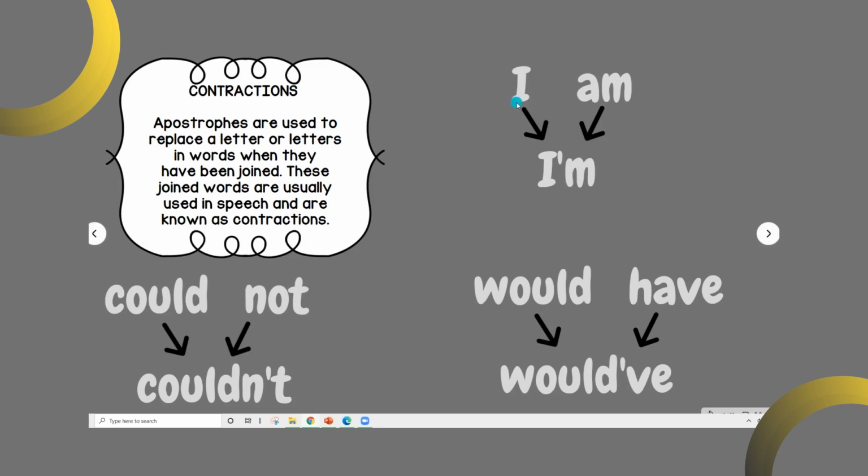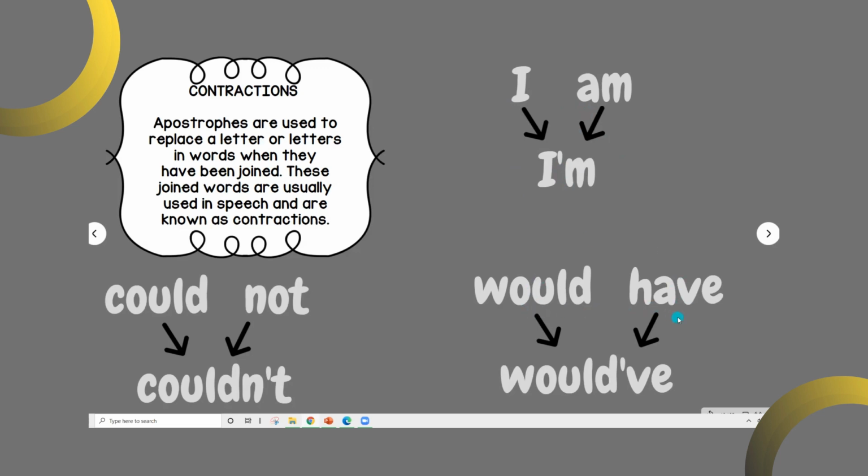So here we've got I am. If you wanted to join it together, you would get I'm, the quick version of saying I am. You would put the apostrophe where the missing letter is, and the missing letter here is A, and that's where the apostrophe goes.